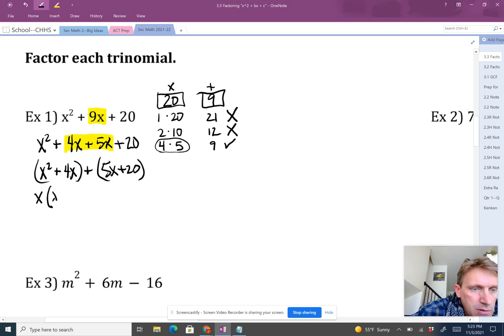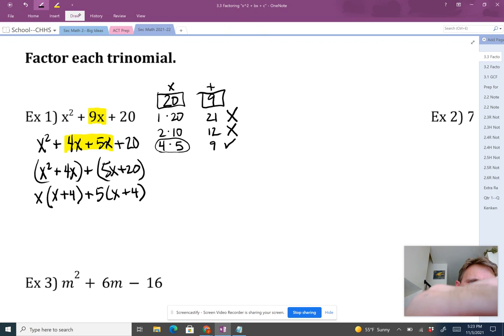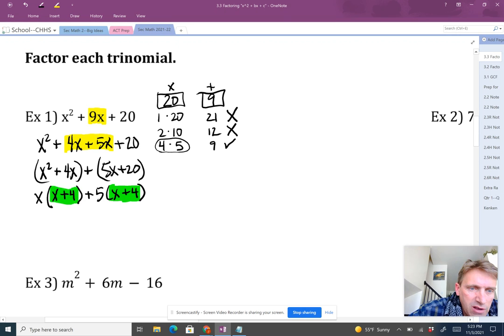times x plus 4. And then over 5x plus 20, what's the greatest common factor? It would be 5. And so I would put plus 5 times x plus 4. And here I see that they share that x plus 4 as their common factor. So I'm going to factor that out and write x plus 4. That's our common binomial factor.